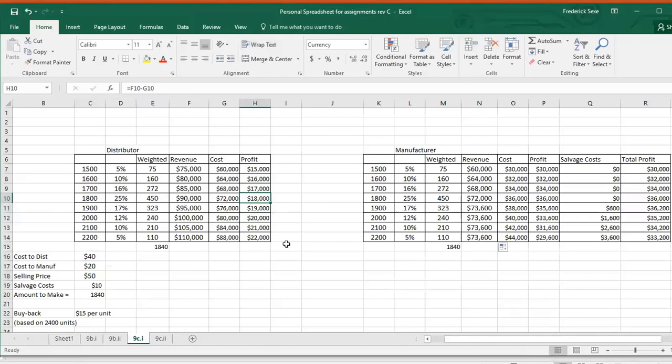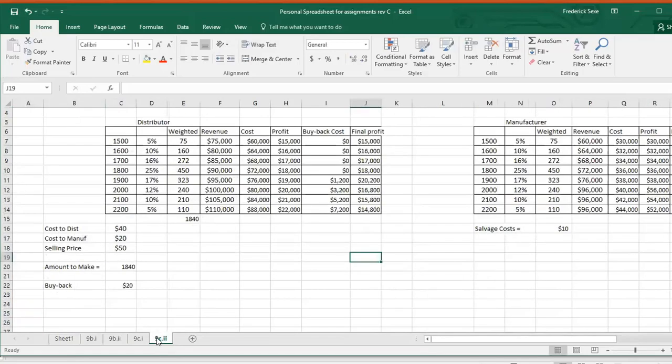Okay. The only difference between 9C1 and 9B1 is the manufacturer takes on the risk. So in this example, the salvage costs are on this side. And also the distributor is only going to order the weighted value. Any questions? Okay. So I've got buyback here, but we don't use it, so we just delete that here.